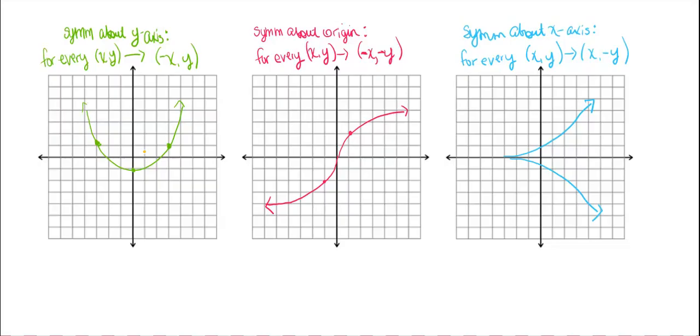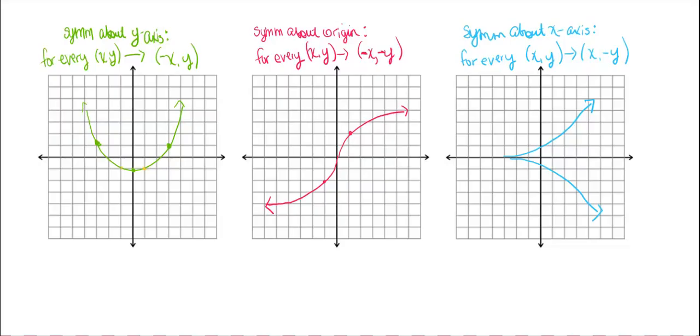If I have the point negative 1, 1 here, then it's going to be the point 1, 1 right here. And there's going to be a point negative 1, negative 1 right here. So if it's symmetric about the y-axis, for every x, y you have, you're going to have a negative x, y.